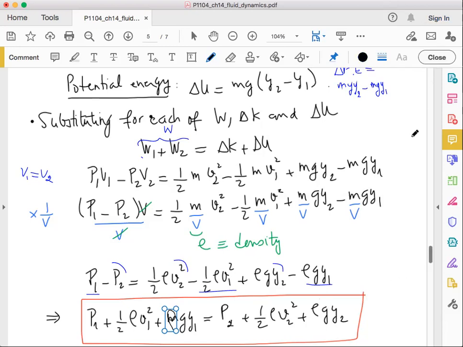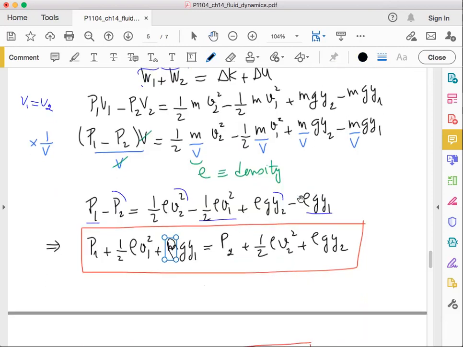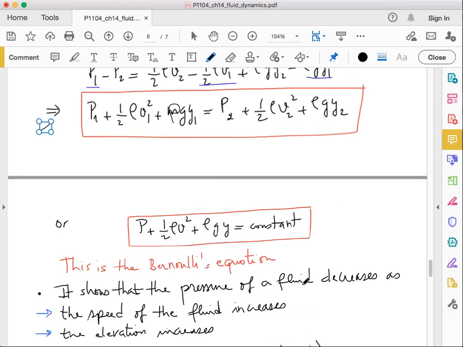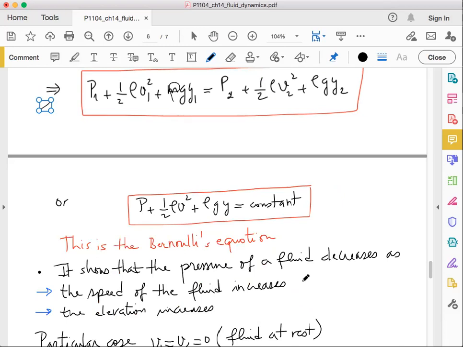Okay. So actually here we can already deduce, and we already arrived at our goal. We end up with P1 plus half rho V1 squared plus rho GY1 is equal to P2 plus half rho V2 squared plus rho GY2. And this equation relates, as you can see, the pressure, the speed, and the elevation of two different points. So this could be simply written as P plus half rho V squared plus rho GY equals a constant. And this is known as Bernoulli's equation. And actually it shows the following.